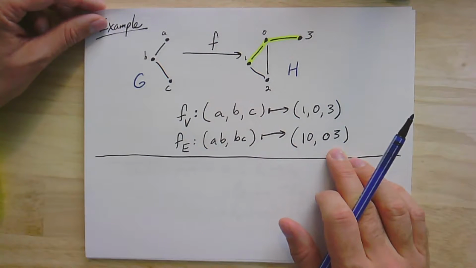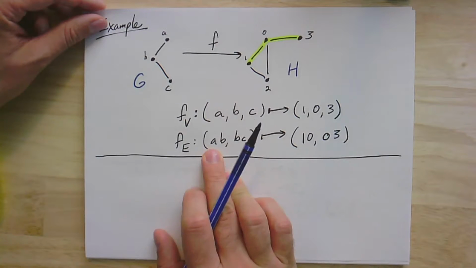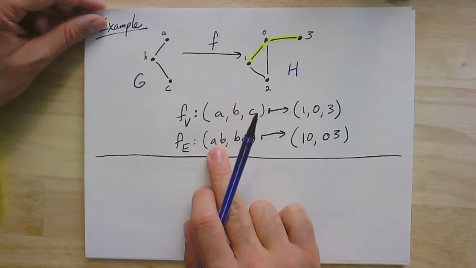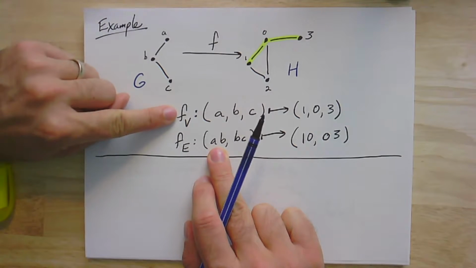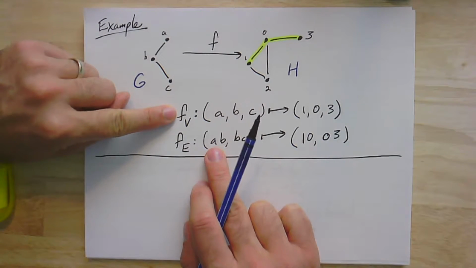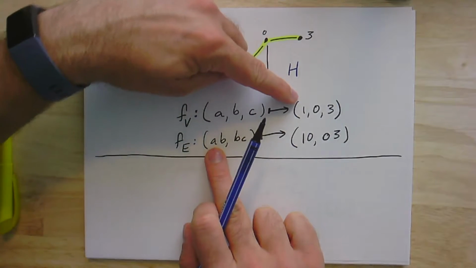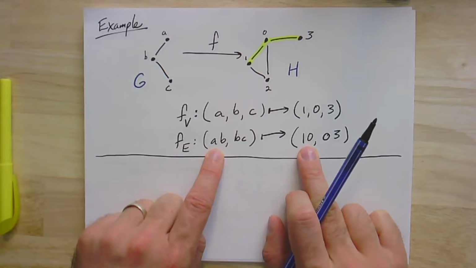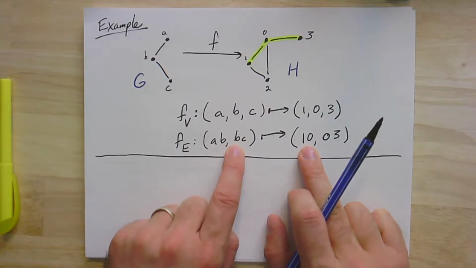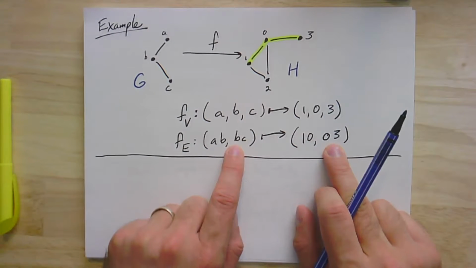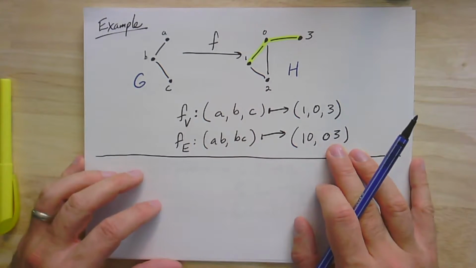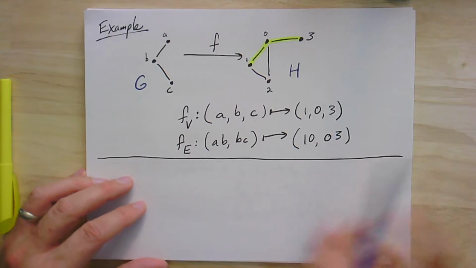And we check this third condition, that each edge is mapped to the ends that you get mapped to by f of v. So FV of A was 1, FV of B was 0, and so AB maps to 1, 0. Similarly, BC is 0, 3. In fact, we just, in some sense, defined it that way. So it satisfies the 3 conditions needed to be a homomorphism.